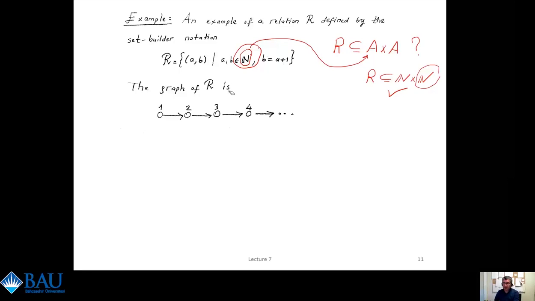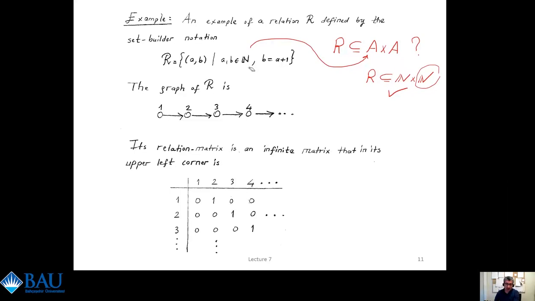And about the matrix, how can we use the matrix? You have to draw an infinity by infinity matrix, because here set A is the natural numbers. Since we cannot draw infinity by infinity, we just show some part of that matrix. We write 1, 2, 3 going up to infinity in the rows, and in the columns 1, 2, 3, 4, 5 going up to infinity, and show that 1 is related to 2, 2 is related to 3, 3 is related to 4, 4 is related to 5, 5 is related to 6, and so on. The rest, all of them, are 0.